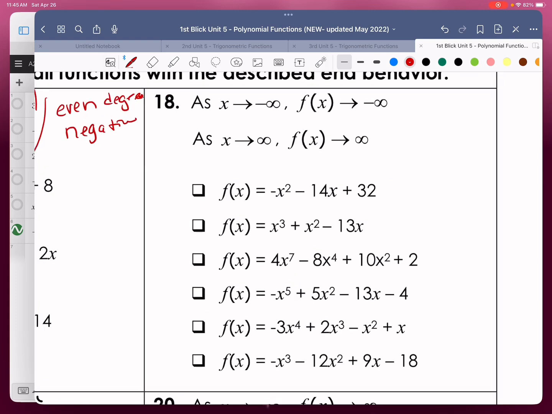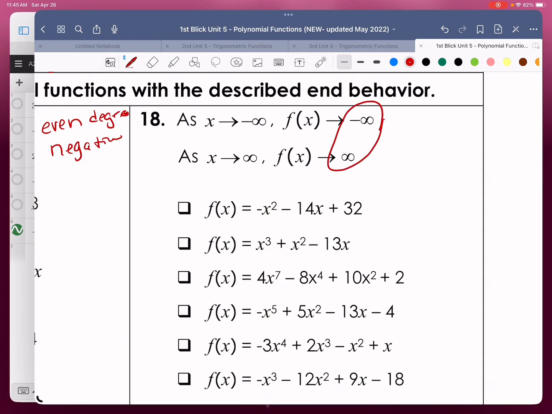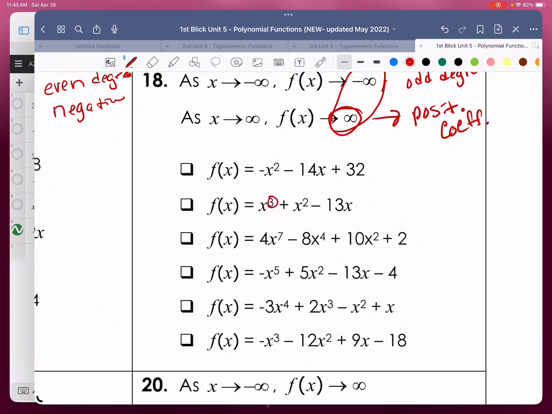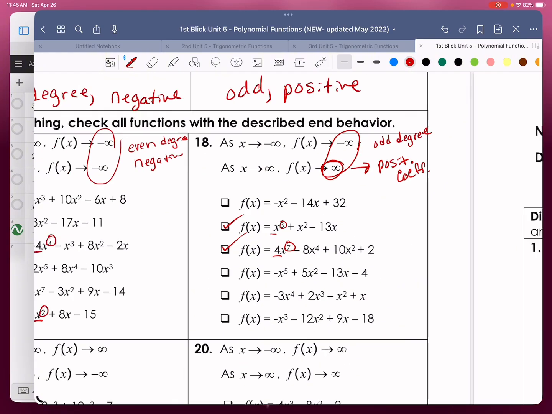Okay, on number 18, our end behaviors go opposite direction. So that tells you, first of all, you're going to have an odd degree. Now it ends on the positive one. So that tells you that it's going to be a positive coefficient. So let's see which ones have an odd degree and a positive coefficient. Well, this one has odd degree and positive, so it's possible. This has odd degree and positive, so it's possible. The other three are negative, so I don't even have to look to see if they're odd or not.